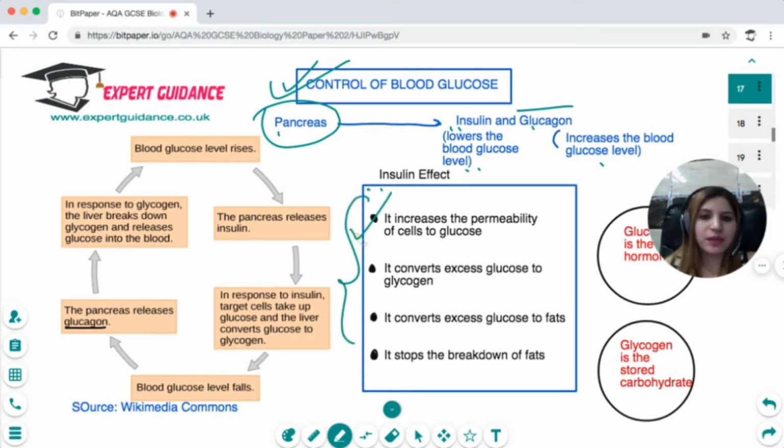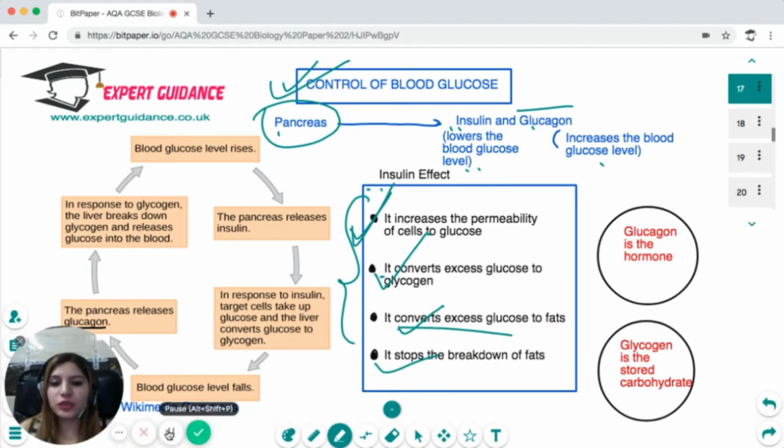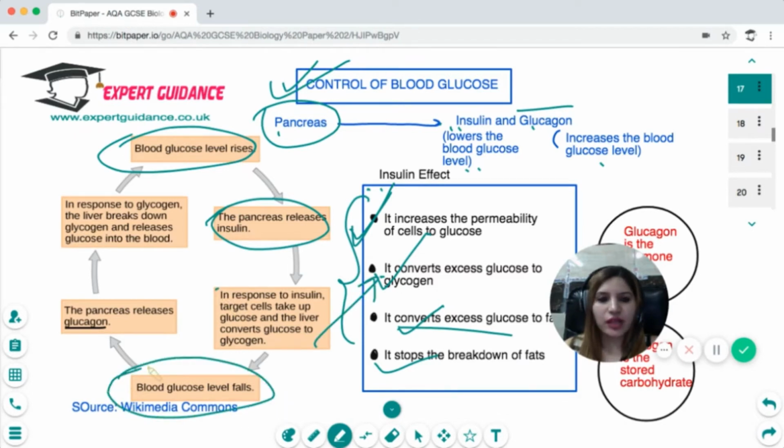It increases the permeability of the cells to take glucose, so that more glucose enters the cell, so that blood glucose level can go down. If the body does not require any more glucose, it converts all the excess glucose into a storage carbohydrate, which is glycogen. It also converts the glucose into fats and stops the breakdown of fat, so that all these factors can result in a decrease in glucose level. So this is how the glucose metabolism works. When the blood glucose level rises, the pancreas releases insulin. The insulin does all these things and makes the blood glucose level normal.